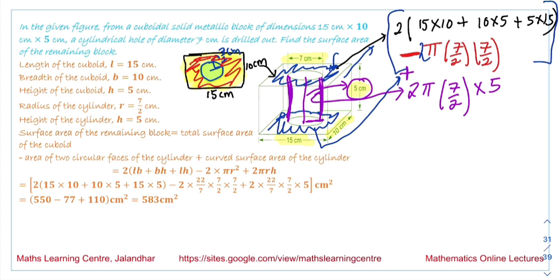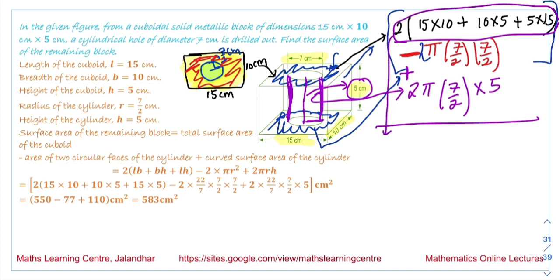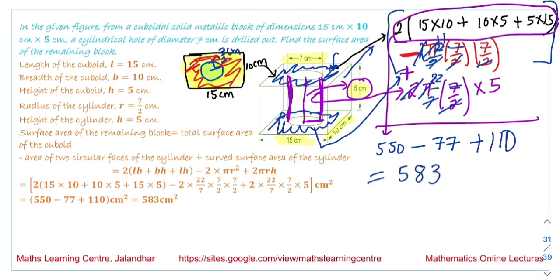On solving these values, the answer we will get is equal to, the first part when we multiply, 550. The second part, this 2 gets cancelled, it is 22 by 7. These two 7 get cancelled, and it is 11 over here. So we are left with 77. Similarly for this value, it is 22 by 7, these two values get cancelled, and it is plus 110. On calculating these values, the final surface area we get is 583 centimeter square.